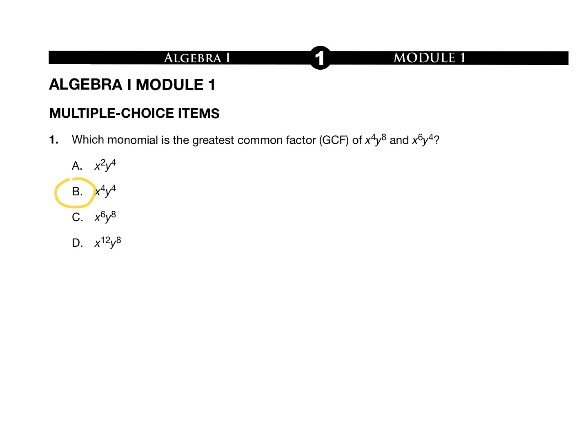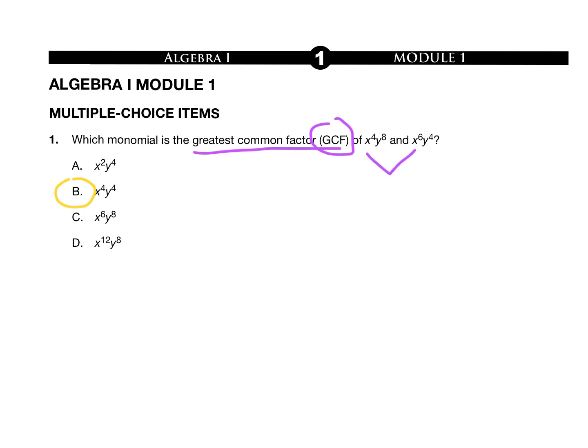Okay, let's go through and look at this packet of multiple choice questions in Module 1. So first we're going to look at question 1 here. Which monomial is the greatest common factor? Remember, greatest common factor, I think about having good friends, and good friends have something in common.